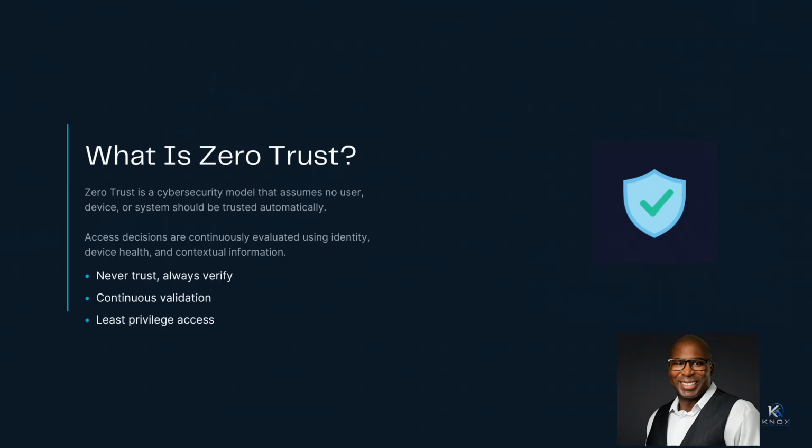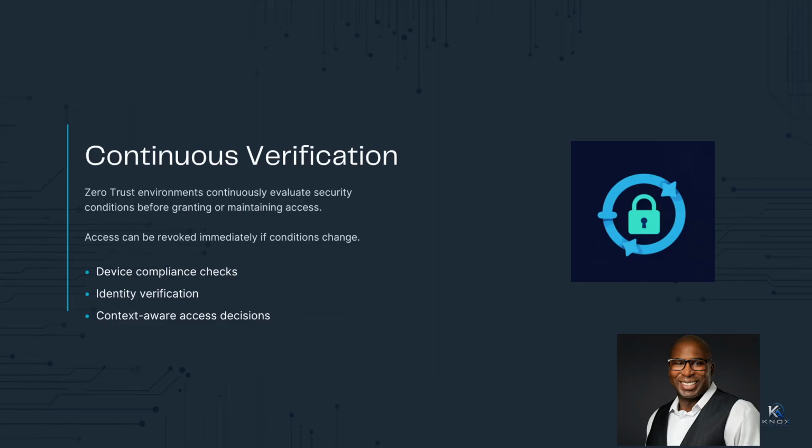But continuous verification is what really makes zero trust work in practice. In a zero trust environment, security conditions are continuously evaluated before access is granted or maintained. That can include device compliance checks, identity verification, and context-aware access decisions. If conditions change, access could be revoked immediately.